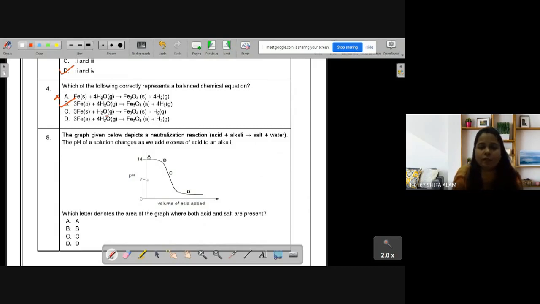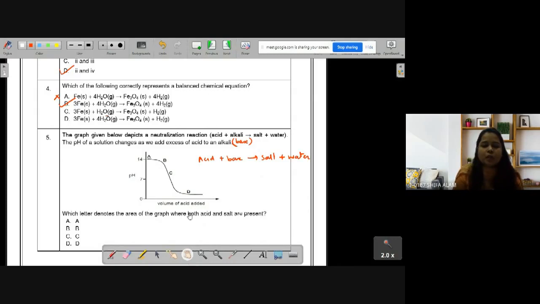Question number 5 shows a neutralization reaction. It says that when an acid reacts with an alkali or a water-soluble base, it gives us salt and water. The pH of the solution changes when we add excess acid to an alkali, right? So when an acid is treated with a base, we get salt and water as the only product. This is the definition for neutralization reaction.